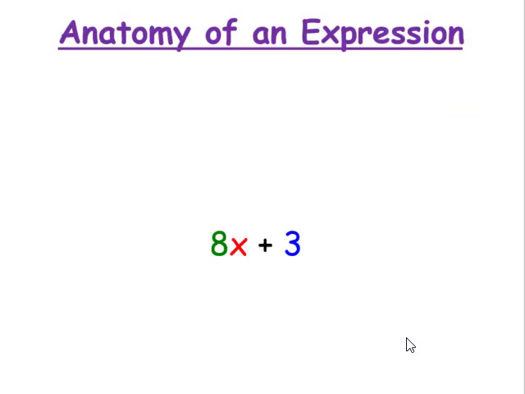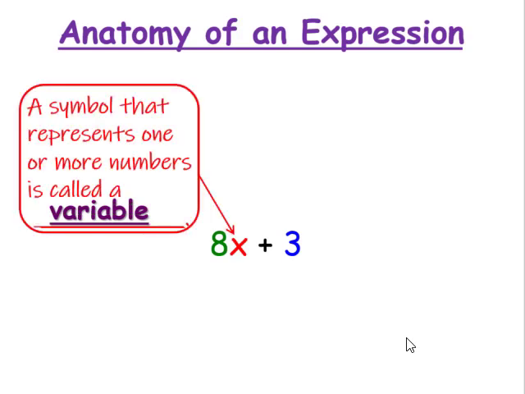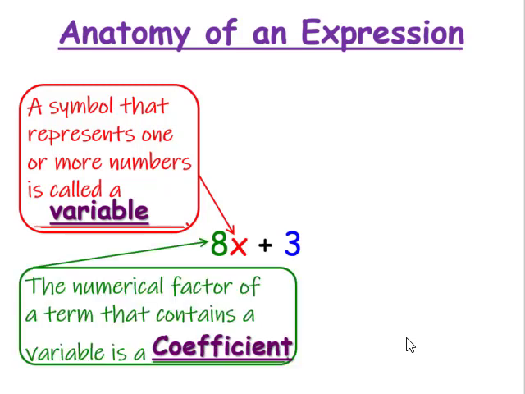The anatomy of an expression. Variable. A symbol that represents one or more numbers is called a variable. X in this case is the variable. Coefficient. The numerical factor of a term that contains a variable is a coefficient. 8 is the coefficient because 8 is in front of the variable. So the number that's directly in front of the letter.